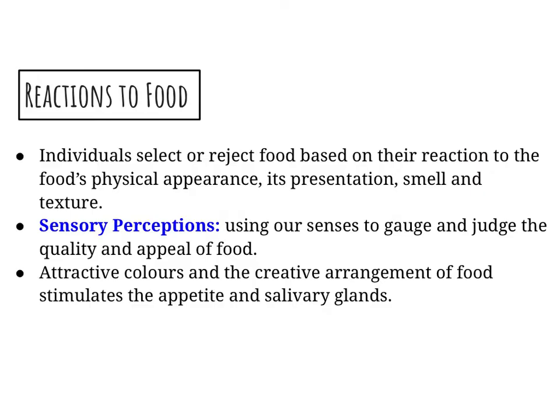So to get started, individuals select, which means choose, or reject food based on their reaction to the food's physical appearance. And this can include its presentation, smell, and texture. Now, we use our sensory perceptions, and our senses help us to gauge and judge the quality and the appeal of food. Attractive colours and the creative arrangement of food stimulates the appetite and the salivary glands.